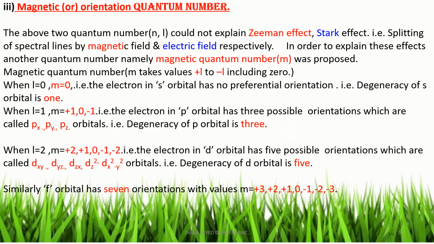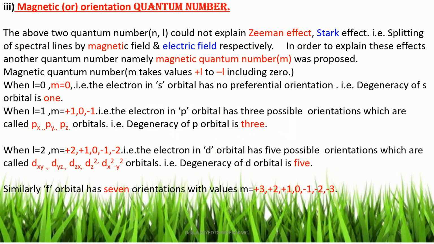When l is equal to 1, the possible values of m are plus 1, 0, minus 1. That is, the electron in p orbital has three possible orientations, which are called px orbital, py orbital, and pz orbital. That is, the degeneracy of p orbital is 3. When azimuthal quantum number l is equal to 2, then the possible magnetic quantum numbers are plus 2, plus 1, 0, minus 1, and minus 2.